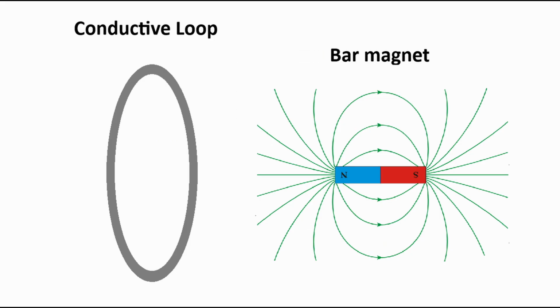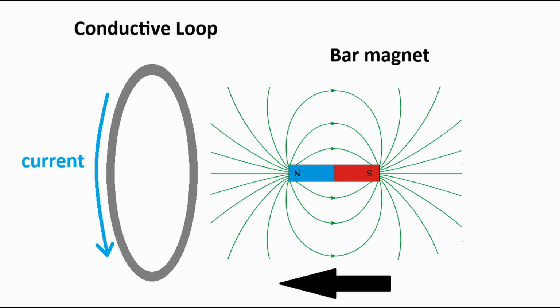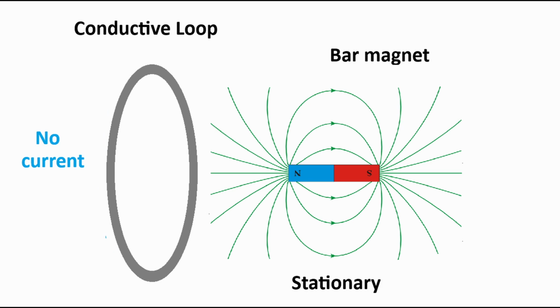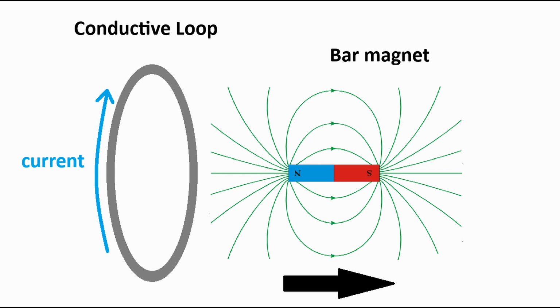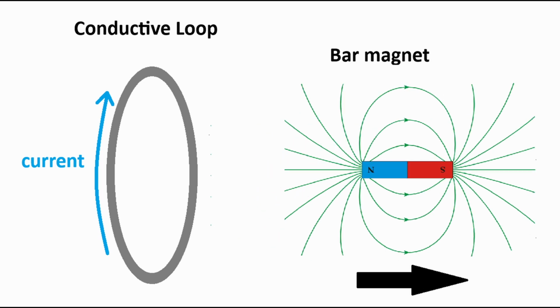Consider the example of a conductive loop. On its own, it does not possess any electric current. However, if we move a bar magnet toward the loop, all of a sudden an electric current appears around the loop. If we stop moving the magnet, the current disappears. If we now pull the magnet away in the opposite direction, current reappears, but in the opposite direction.